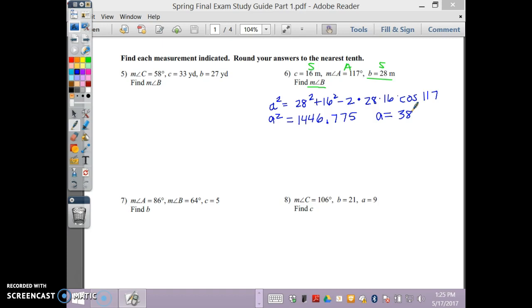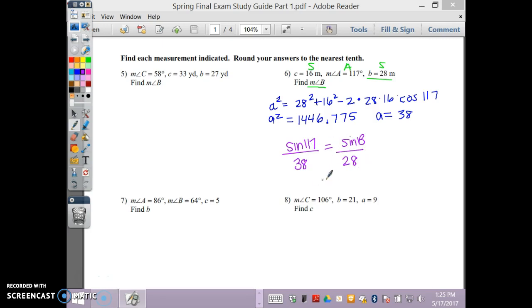Now, this is making sense so far because A is the biggest side and A is an obtuse angle. That's good. All right, now I can set up my law of sines. So sine of 117 over 38, so sine of angle A with side A. And then we're going to use angle B with side B.